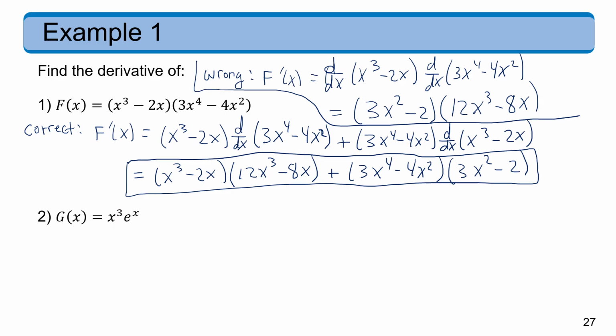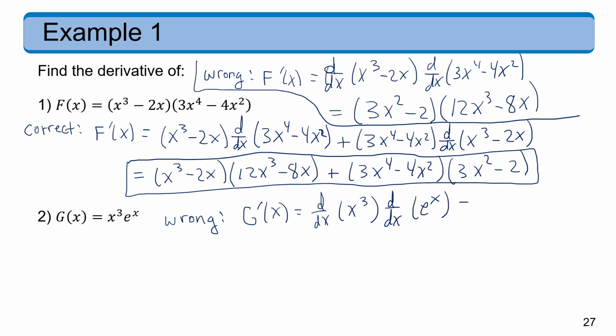So just to emphasize again, let's go over the wrong way to make sure we don't do this. And that would be to just say derivative of the first times derivative of the second. And then when you compute those derivatives, you would get 3x squared multiplied by, and then we know the derivative of e to the x is just e to the x. Okay, but that's wrong. So now let's do the correct way.